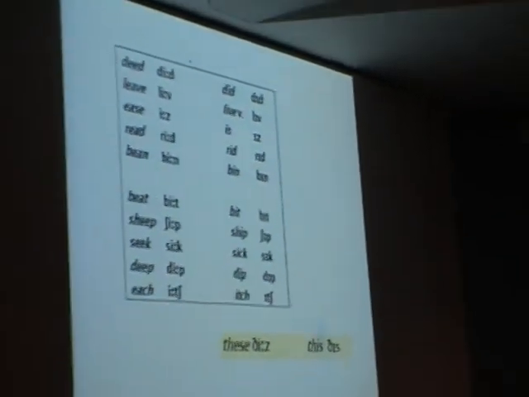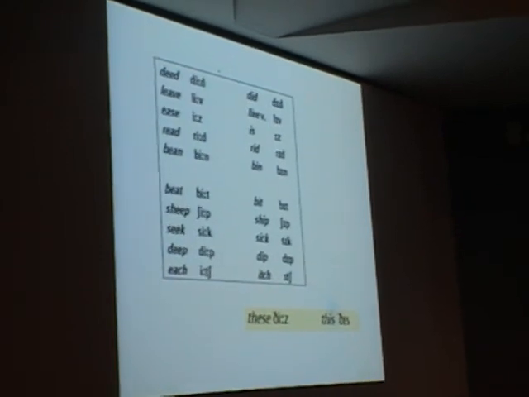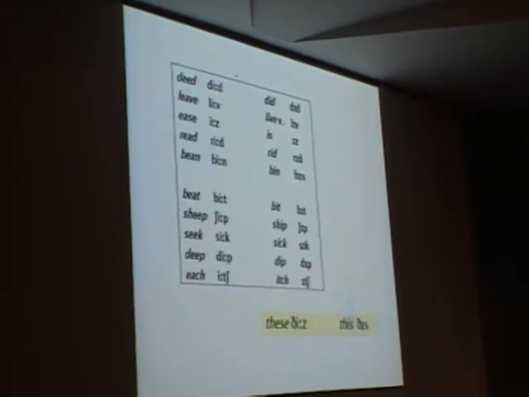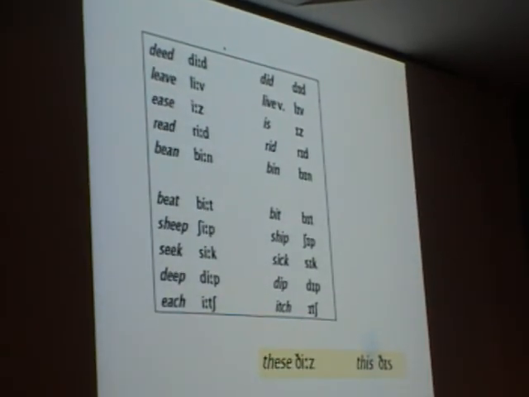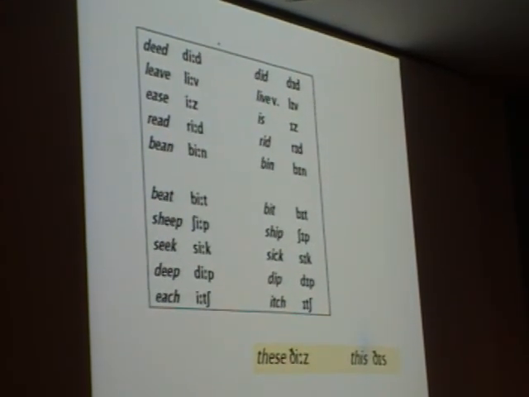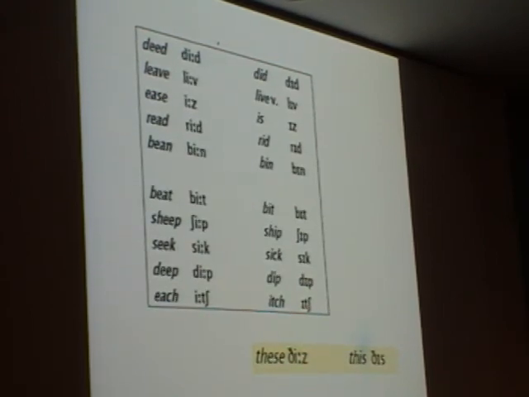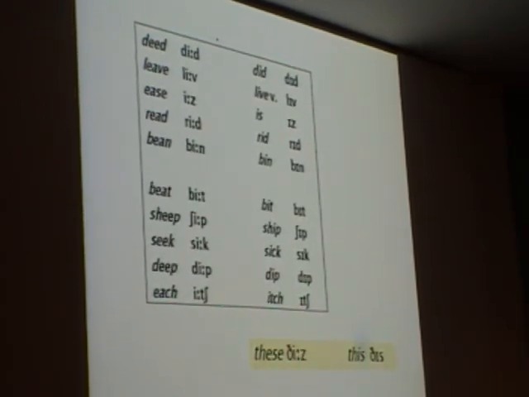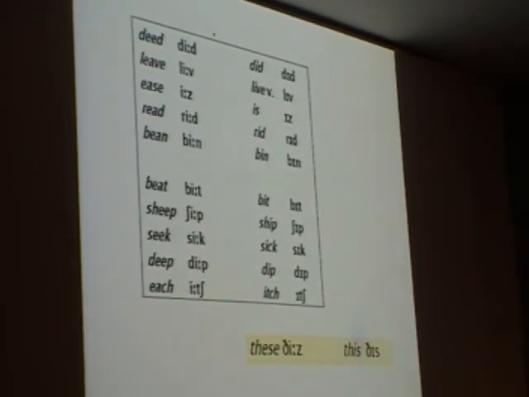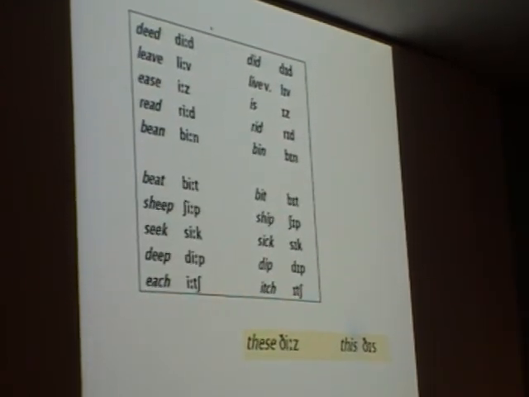In the textbooks you can find this kind of thing. This is from the stuff at the back of your course booklet, where we have a number of minimal pairs for this contrast. Bead, did, leave, live, bees, is, read, rid, beat, bit, sheep, ship, seek, sit, deep, dip, reach, itch. So without pictures.